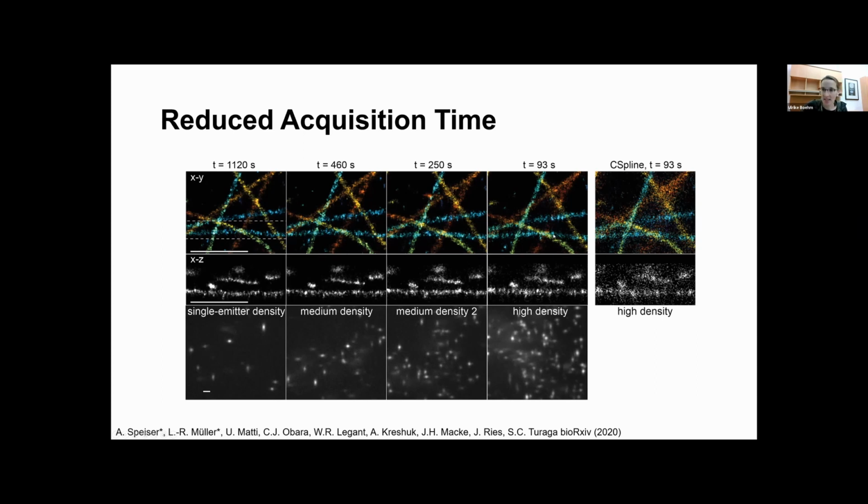That means that you can record super resolution localization microscopy images within shorter intervals and still have a very good result in comparison, for example, to the C-spline algorithm, which is really struggling when you try to do the same recording within 93 seconds.